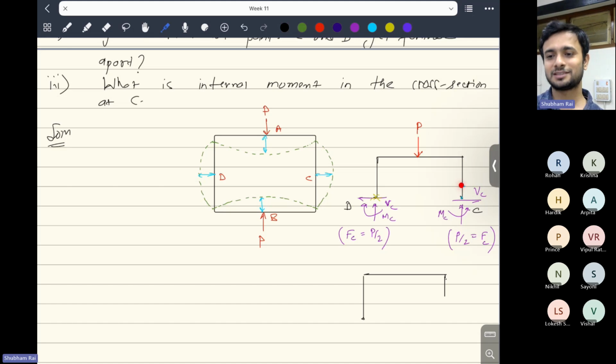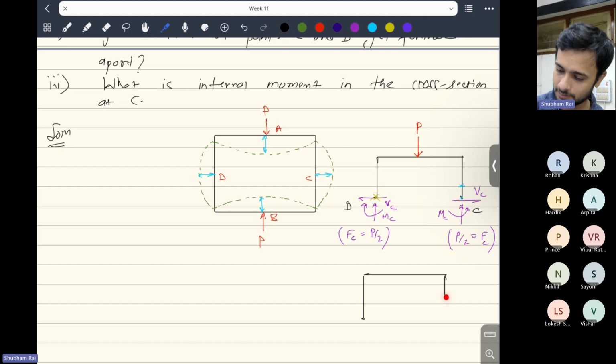So net moment obviously will be 0 because this body is in static equilibrium. So net moment at this point 0 implies that this body is in static equilibrium. Anyway, but we have to prove that the bending moment acting in this cross section is not varying. So here if it is MC, here also it should be MC. Well, let's see that.